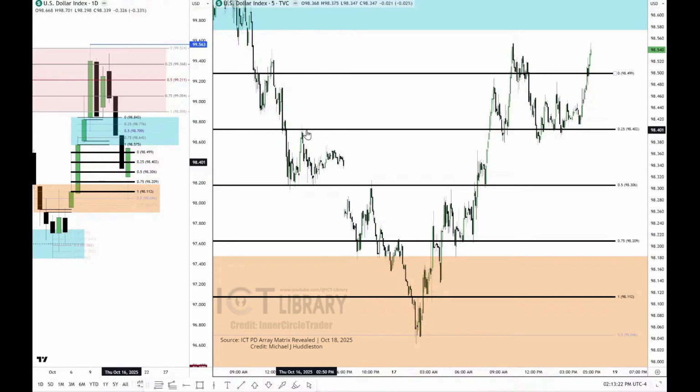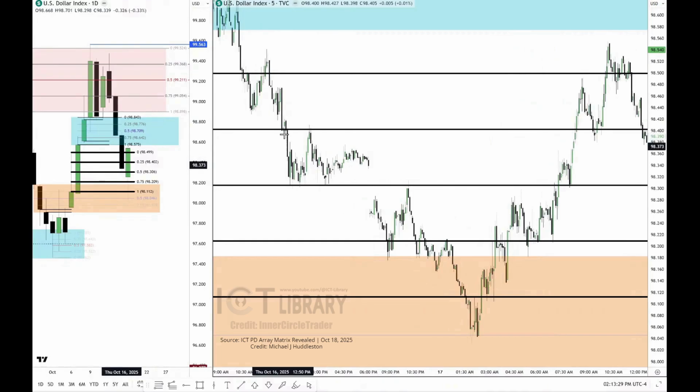Price trades up to this in here, trades right to the order block that's laying right there. Let me make it a little bit bigger for you so you can see it. See that little up close candle right there has a volume imbalance in it? Trades right up into that. It's the open of that price. So there you go. Hits it.